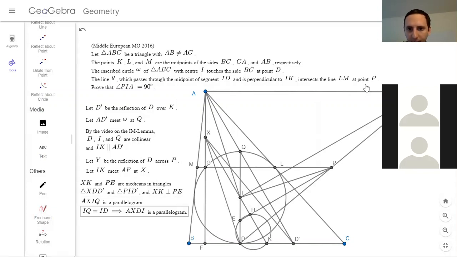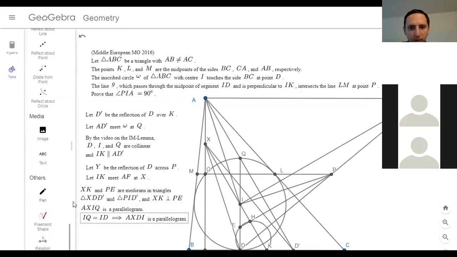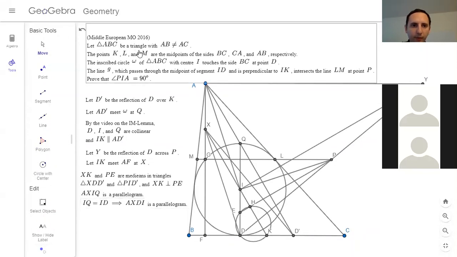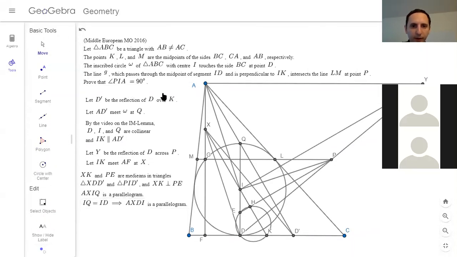YI is perpendicular to AD prime. I actually think I have a solution that doesn't use point Y. First, let me write up my solution, and then I will add your solution. So AXDI is a parallelogram. So basically, we want to show PI is perpendicular to XD.